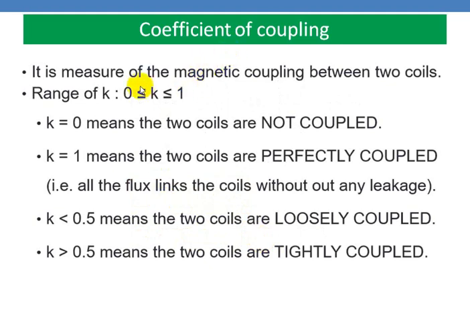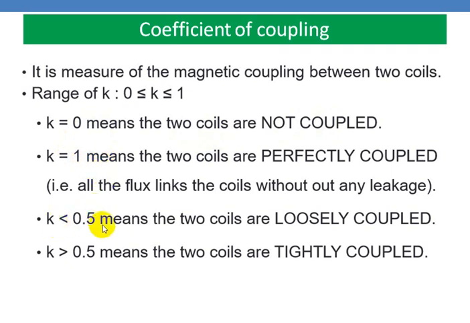Coefficient of coupling is the measure of magnetic coupling between the two coils. The range is k greater than or equal to 0 and less than or equal to 1. When k is equal to 0, the two coils are not coupled; there is no flux linkage between them. When k is equal to 1, the coils are perfectly coupled. The entire flux produced by one coil will be linking the neighboring coil. There won't be any flux leakage.